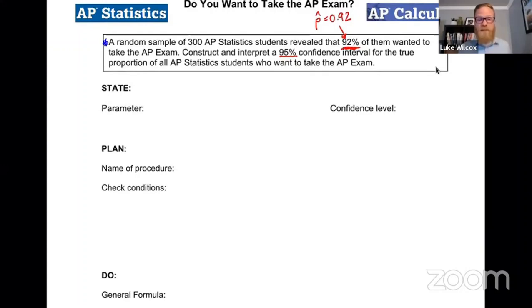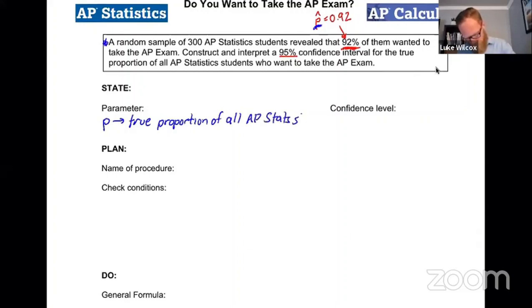And we need to first identify what is the parameter for the population that we're trying to estimate here with our confidence interval. Well, we know our statistic is p hat. The parameter that we're trying to estimate is just p, no hat on this one, just p, which is going to represent the true proportion of all AP Stats students who want to take the AP exam.